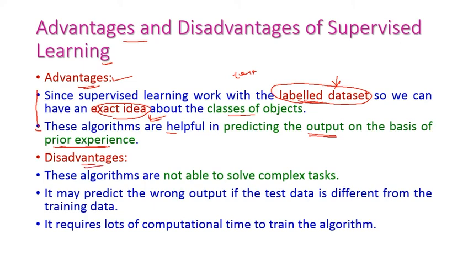And when it comes to disadvantages, the algorithms are not able to solve complex tasks. Okay, so it is very much helpful only for simple data, and it may predict wrong output if the test data is different from the training data, right? So this is a very big drawback of supervised machine learning, and it requires lots of computational time to train the algorithm. Okay, so the time complexity and space complexity will be very high in supervised machine learning.